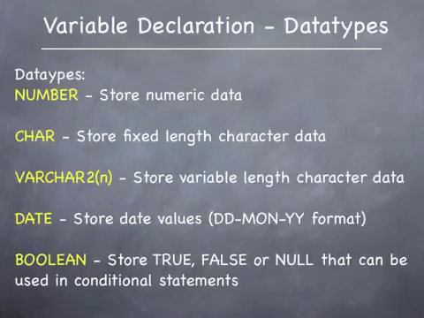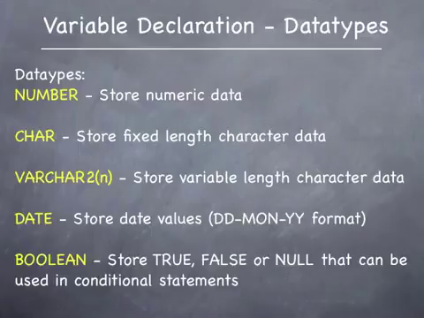Every variable that you declare must have a data type associated with it that will identify the type of value that the variable can store. The possible data types are number, which can store numeric data, char, which is fixed length character data. If you don't specify a size for a variable defined to be of char type, then the default size of the variable will be a single character. The next data type is varchar2 and represents variable length character data. A variable defined as varchar2 type must have a size.